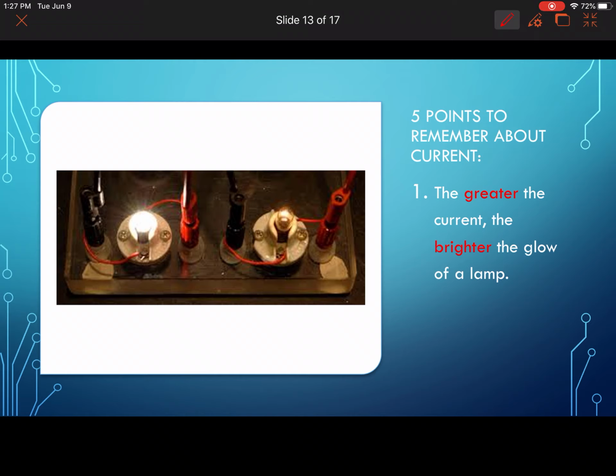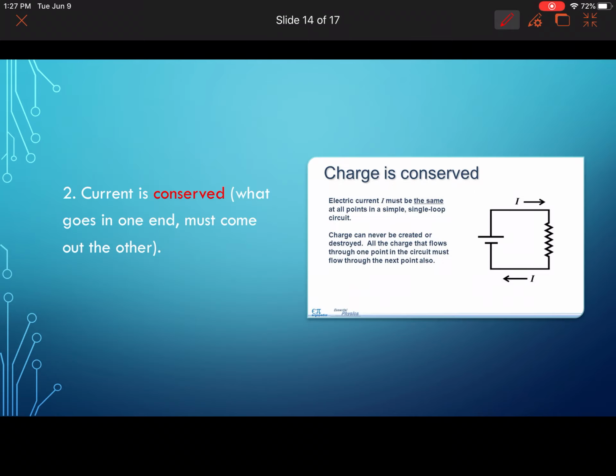Okay, so five points to remember about current. Number one, the greater the current, the brighter the glow of a lamp. Current is defined as charge per unit time, or coulombs per second. So if we have more current, the bulb is going to light up more and provide more energy. The diagram on the left clearly has more current going through it than the one on the right. It's a much brighter bulb.